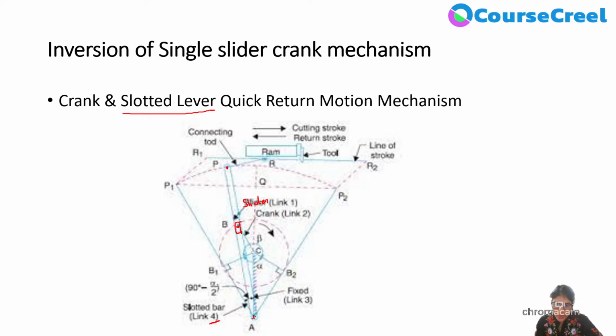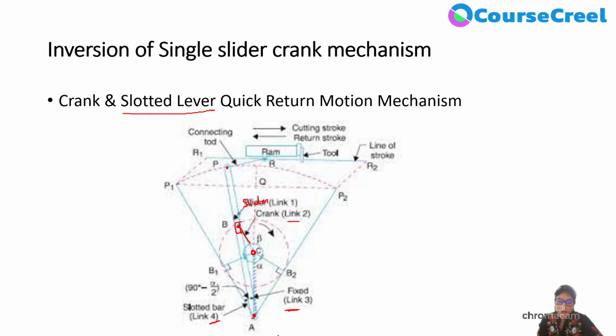Now at point A we have one turning pair with another fixed link. That fixed link we are considering as link 3. At one end of the fixed link the slotted bar is connected, and another point we are considering as point C. At this point one crank is connected. The crank we are considering as link 2, and the other end of the crank is connected to the slider. So this is the combination of 4 links.